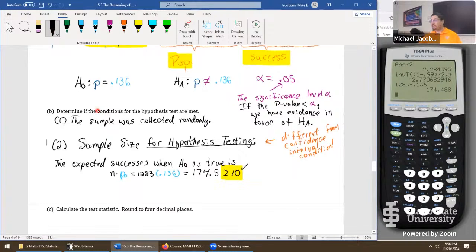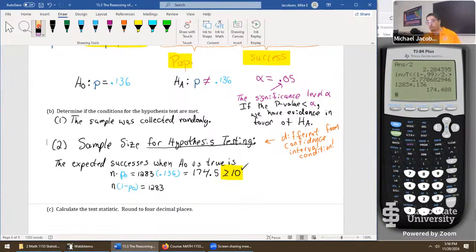Then we just do it all over again. The official formula is to go n times 1 minus P naught, but we've explored a couple times in class, there's really two ways to get that. You can either use this formula here, or you can take the sample size 1283 and just subtract 174.5. Let's go both routes just to see how it works if you decide to go the shortcut. So let's use the full formula first. Sample size is 1283.